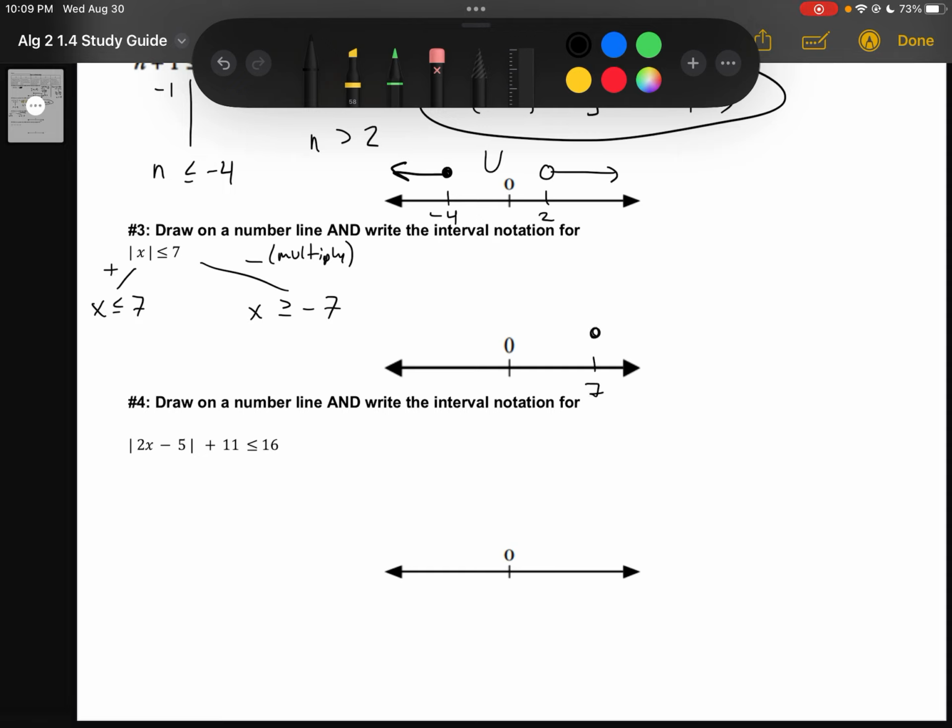So if we're at positive 7, we are less than or equal to it in this case. And if we are at negative 7, we are greater than or equal to it in this case. So we see an interval that comes together nicely with some brackets, because we do have some shaded circles here.